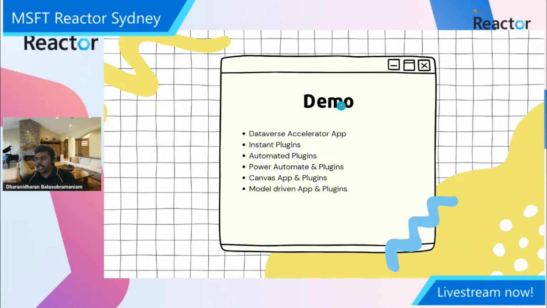Yeah, so let's quickly jump into a demo. First, I will quickly go through how you can install the Dataverse Accelerator app. Then I will take you to the instant plugins, and then to the automated plugins, and then we'll see how you can leverage the plugins inside Power Automate, and how we can leverage the instant plugins inside the Canvas app. Then we'll deep dive into the automated plugins, and I'll show you how you can leverage the automated plugins inside the model-driven application.